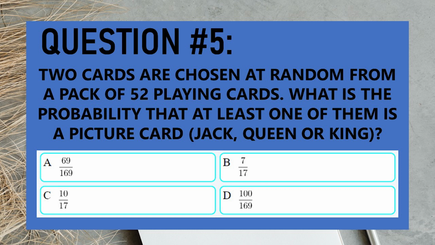Letter A, 69 over 169. Letter B, 7 over 17. Letter C, 10 over 17. Or letter D, 100 over 169.